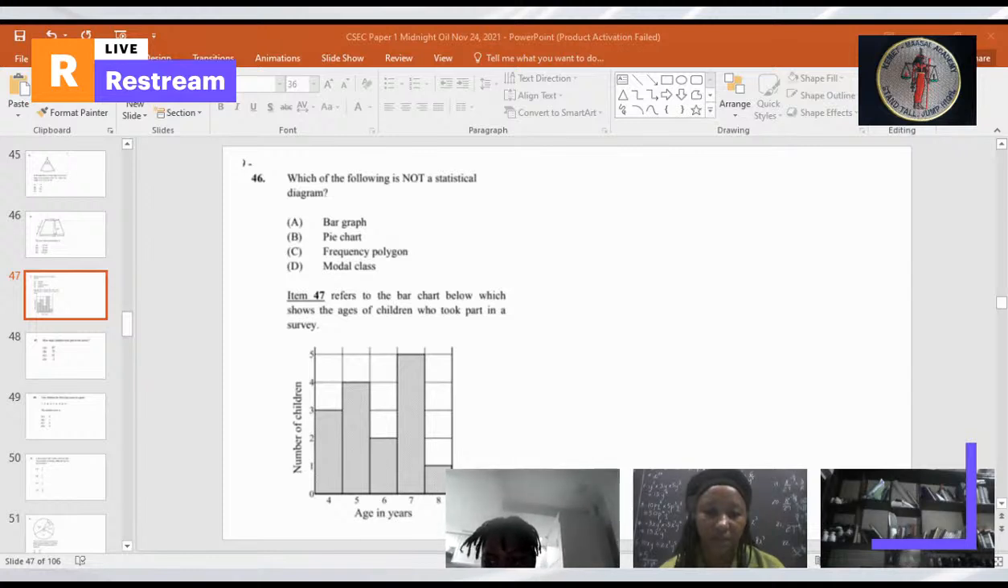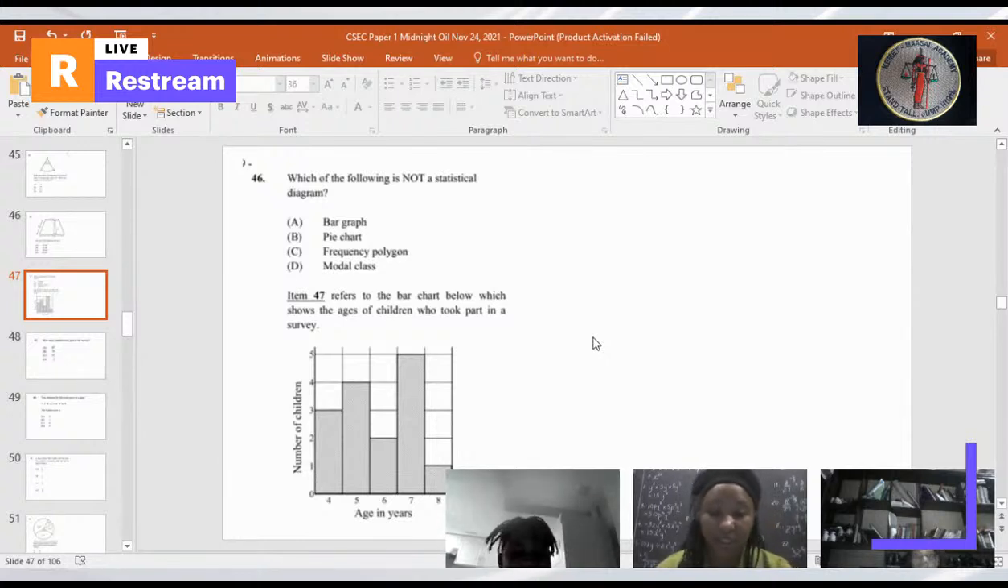Number 46. Which of the following is not a statistical diagram? Bar chart, pie chart, modal class, frequency polygon. Modal class. Oh yeah, I've seen it. So they will... frequency polygon. Never heard of that. So you're saying that is not a statistical diagram? Yes, miss.